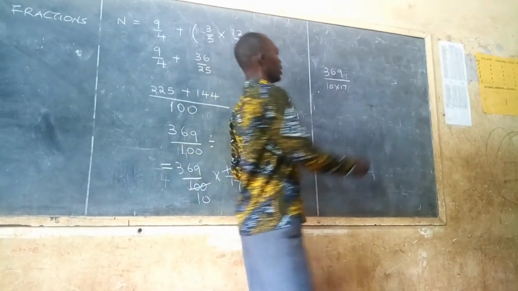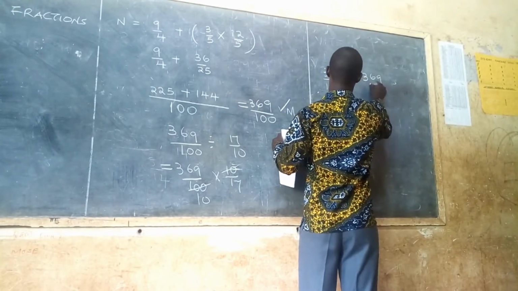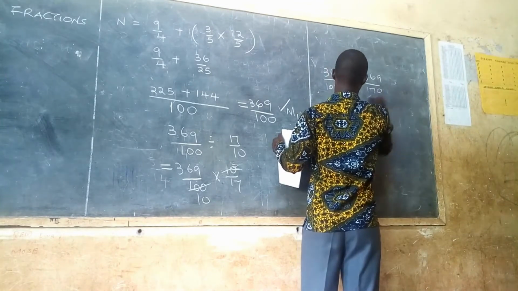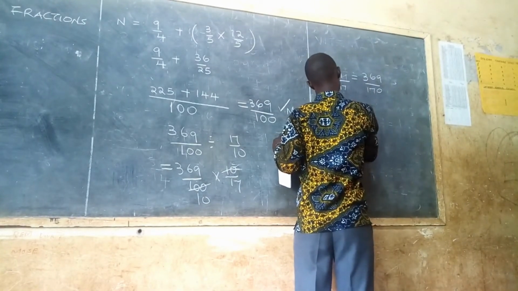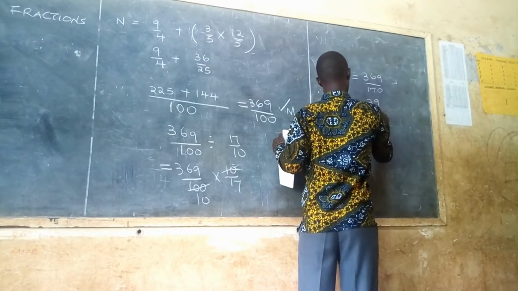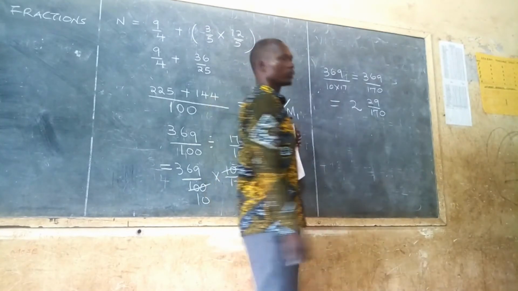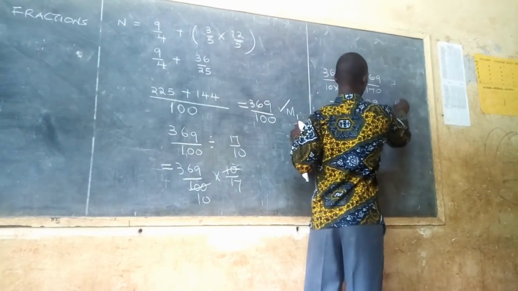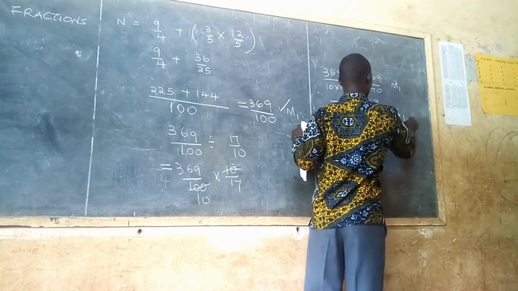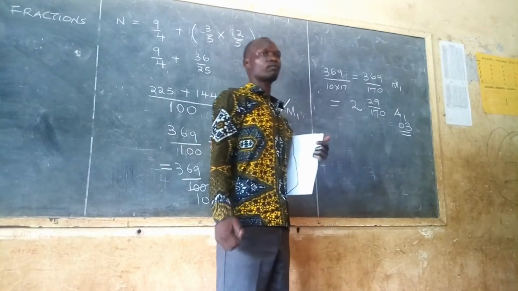So this finally will give us 369 over 170, which I believe should give us 2, that is 340, and 29 over 170 as our final answer. Whoever is marking may give you another mark, and finally you will get a total of 3 marks for that particular operation.